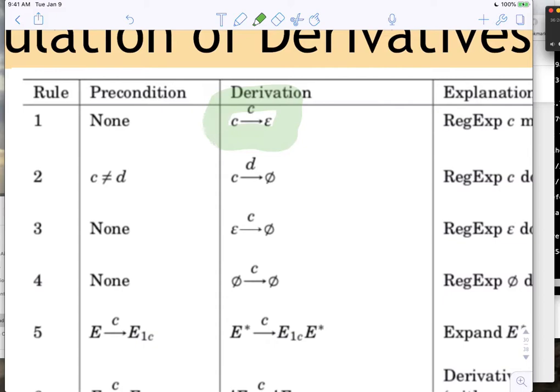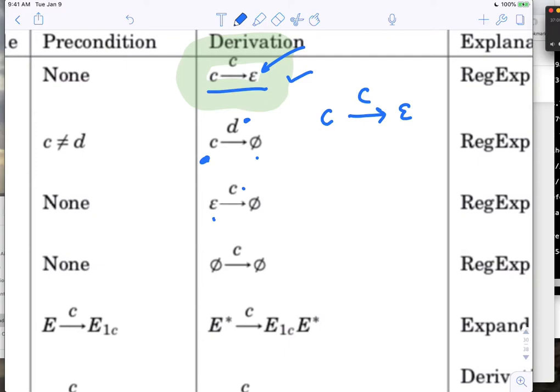Start with the base case. A character C, which is a regular expression, through the character C, which is pretending to be the string, derives epsilon. Does it make sense? Yeah, that is easy because C is a regular expression. Through character C, it derives leaving nothing. If you have C as a regular expression and character D, then you cannot derive. The result is empty. Epsilon derivation of C cannot do, it's empty. Empty derivation of C, empty.